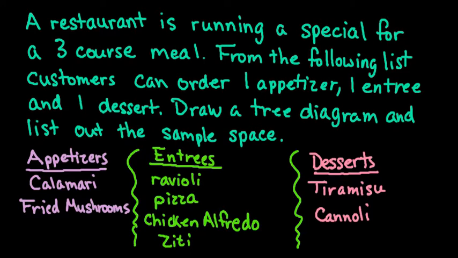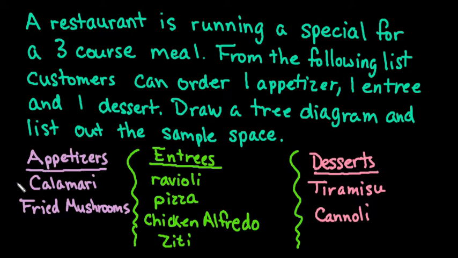So for this particular menu that you can order from, our appetizers are calamari or fried mushrooms. Our entrees are ravioli, pizza, chicken alfredo, or ziti. And our desserts are tiramisu or cannoli.